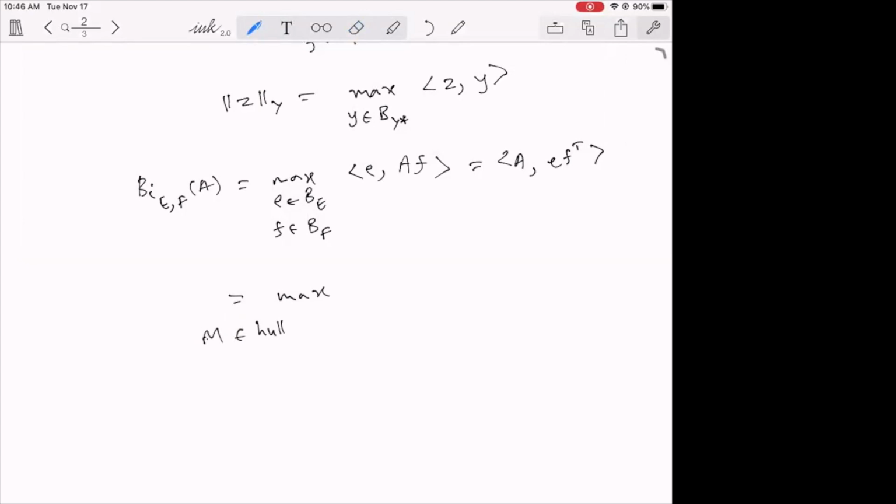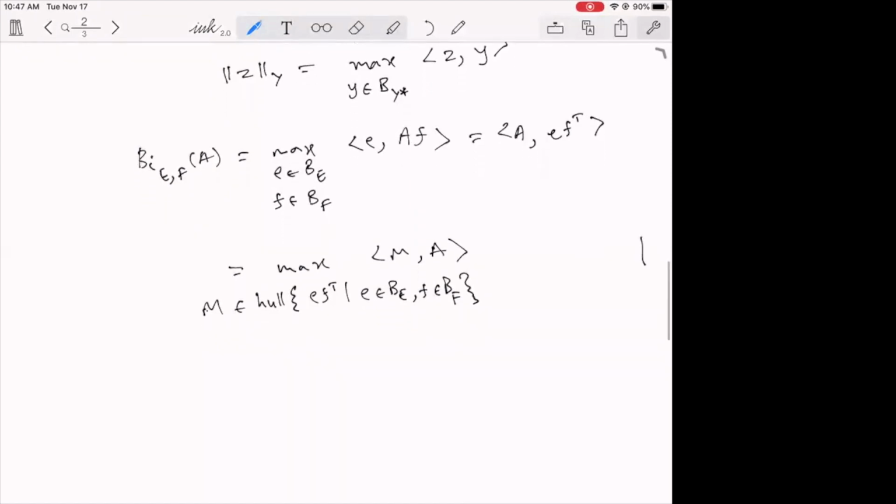M belongs to the hull of EF transpose such that E belongs to ball E, F belongs to ball F, of M inner product A. Okay. So I just use the fact that if I maximize a linear function over a set S, then it's equal to the maximum over the hull of the set S, the convex hull.